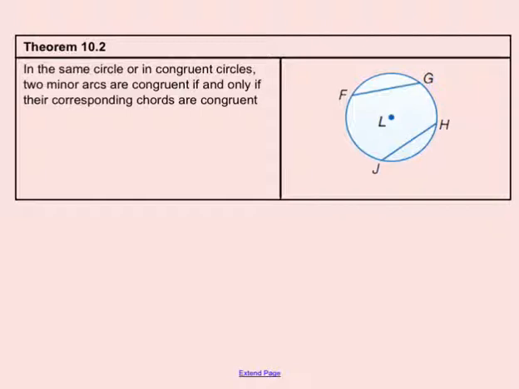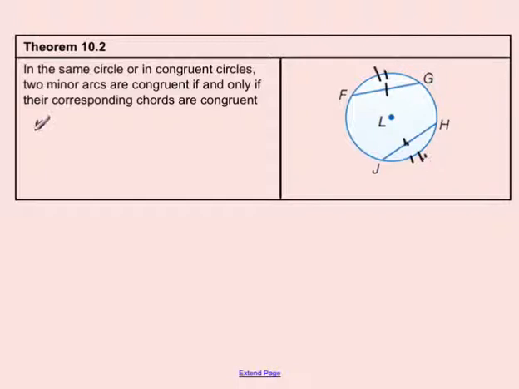So the first theorem we need to do. In the same circle or in congruent circles, two minor arcs are congruent if and only if their corresponding chords are congruent. So what we're saying is that if we know that arc FG and arc GH are congruent, then GH and FG, the chords, are congruent.